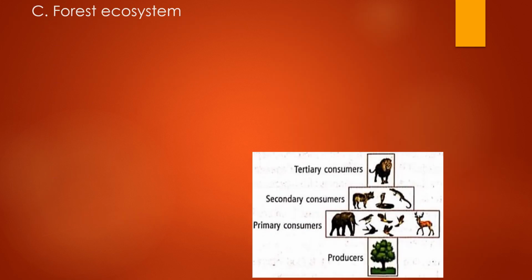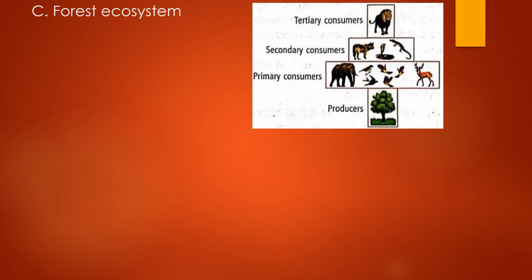But next, in case of forest ecosystem, now see, the producer is only one big tree. It may be only one big tree.